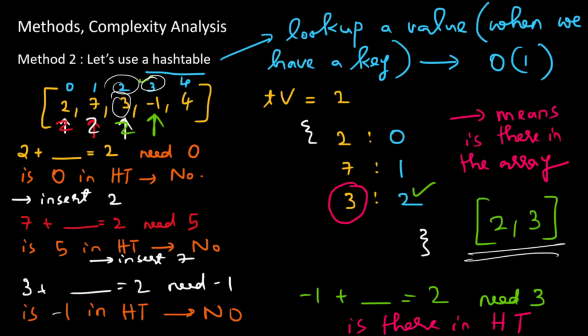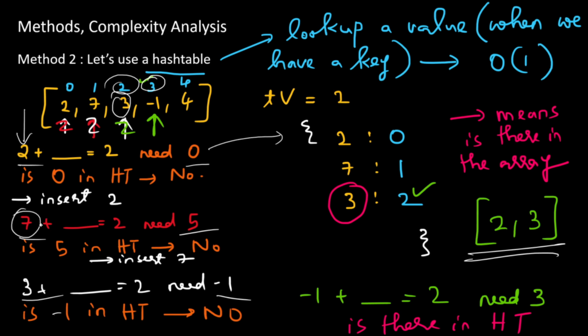Now again, quickly, let's revise what we did. Basically, we are ensuring that we need to traverse the array only once. And whenever we encounter an element of the array, we check whether the needed value is already there in the array, because it's a pair, right? We need two values. For example, for 2 we needed 0, for 7 we needed 5, for 3 we needed -1, etc. So when we were at the index which had the value 2, we are checking whether 0 is already there in the array, not by traversing the array but by checking the hash table.